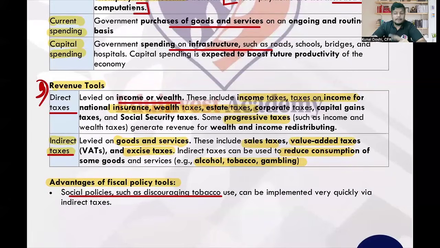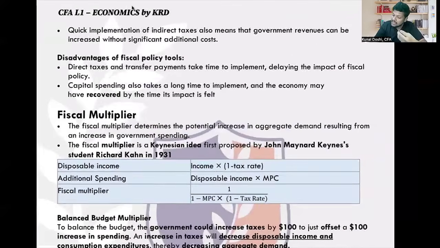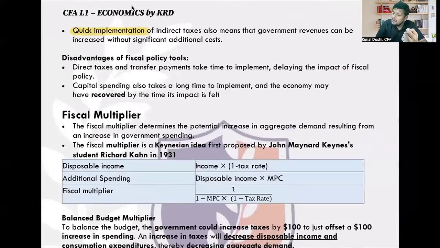Indirect tax. Why? Because it is easier to collect. It is quick. Quick implementation of indirect tax means governments favor this. Why? Because it is paid by everyone. Direct tax is paid by those who qualify, being rich, right? Or being in that income slab. But indirect tax is paid by everyone immediately. So the quickest implementation happens with indirect tax. So that is also the government's favorite. These are the advantages of fiscal policy. What are the disadvantages?